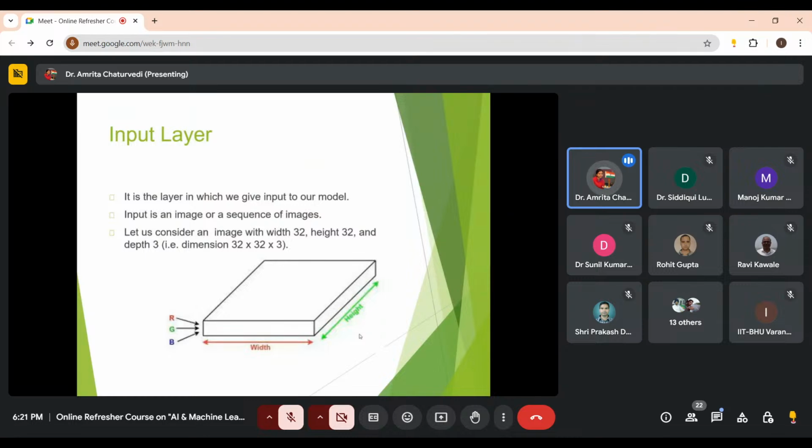So let us see the working of each layer in detail. The input layer is the one where we give the input to the model. Input is an image or a sequence of images. Let us consider an image with width 32, height 32, and depth 3. We take depth 3 because we have RGB, right? Three channels, so the third dimension is 3.